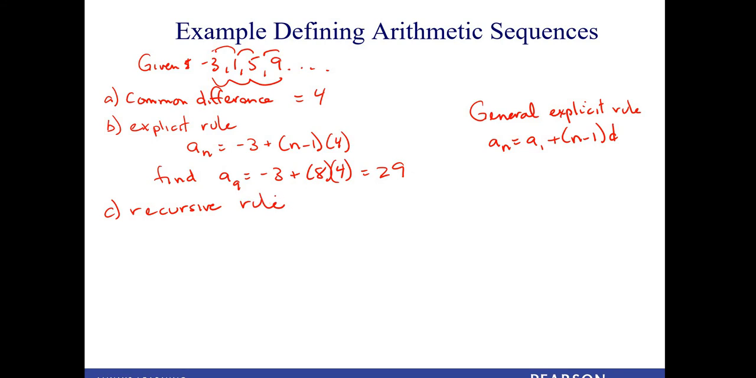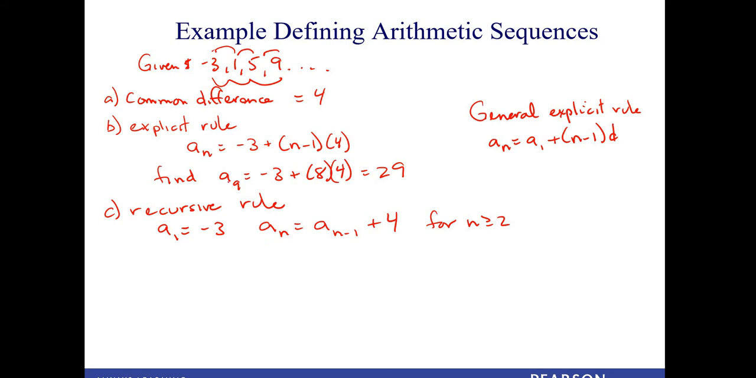C. Let's find a recursive rule. For a recursive rule, I have to first give the first term. In this case, A sub 1 is -3. And then I need to define every term after that by saying A sub n would be A sub n minus 1, the previous term, plus our common difference 4. So this would be our recursive rule, and this would be for n greater than or equal to 2, because I already have done A sub 1 here.